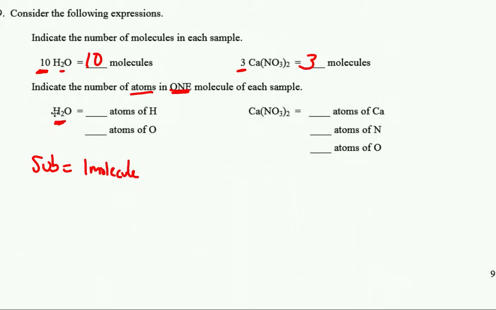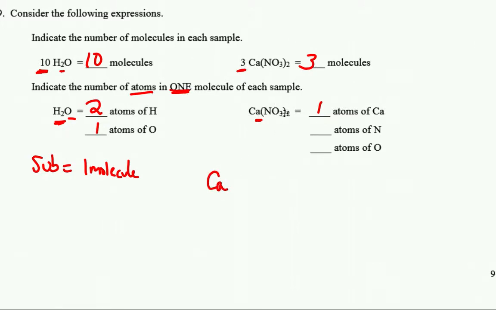So we see a 2 next to the H, that means there's 2 atoms of hydrogen. We see the imaginary 1, actually we don't see a 1 at all, but we assume it's there, and that tells us there's 1 atom of oxygen in 1 molecule of water. Now over here, we don't see a number after the calcium. That means there's 1 atom of calcium, so it looks like this, Ca.